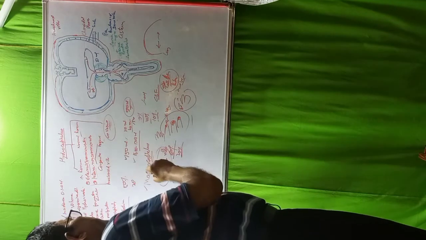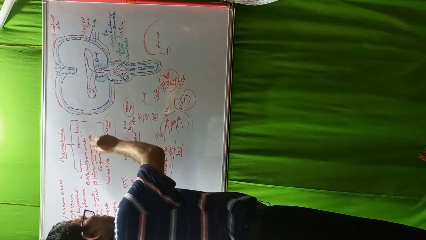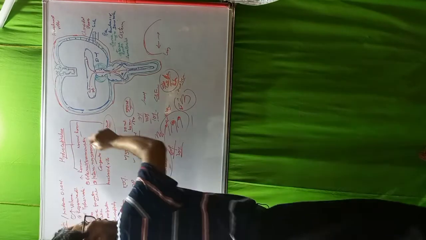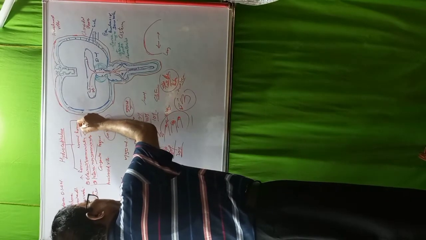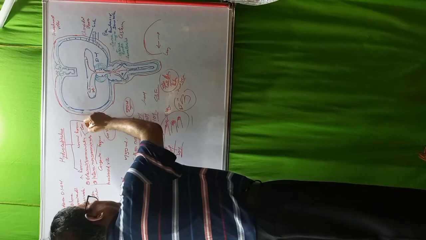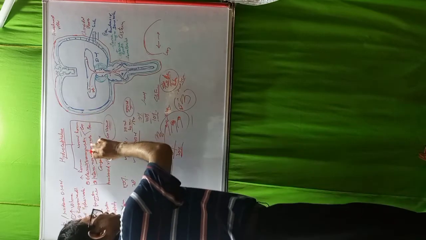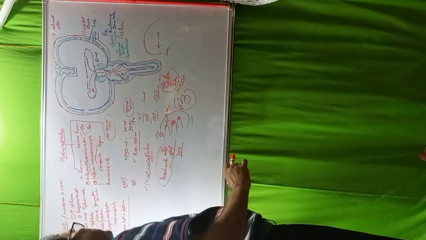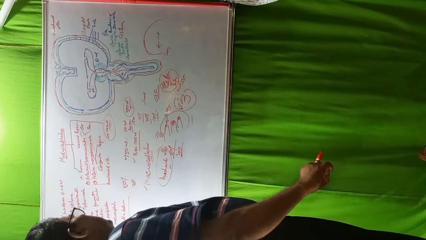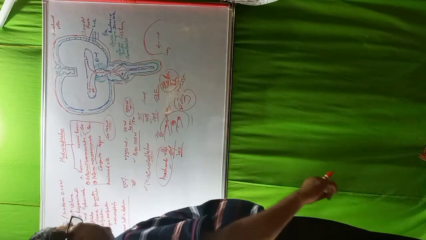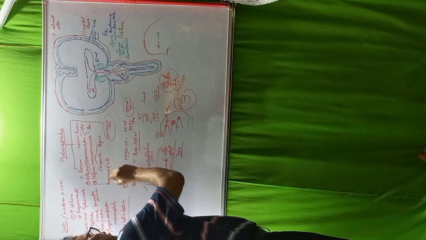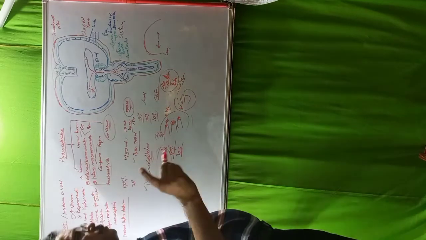Second is internal hydrocephalus, or non-communicating hydrocephalus. The external communicating type may be congenital or acquired, and this is also congenital or acquired. In external communicating hydrocephalus, the main defect lies in the arachnoid villi.